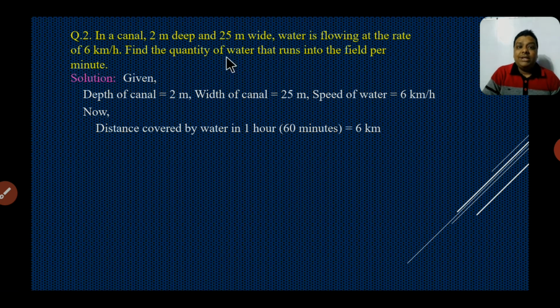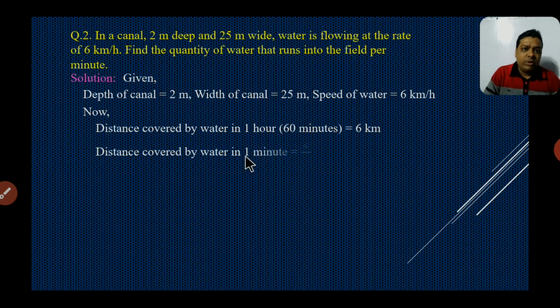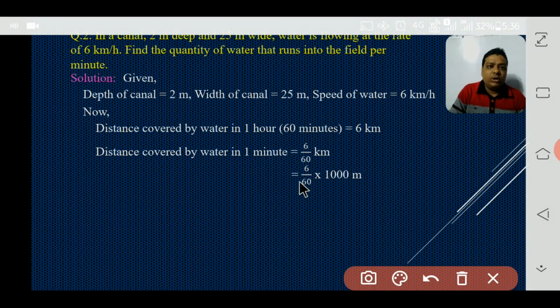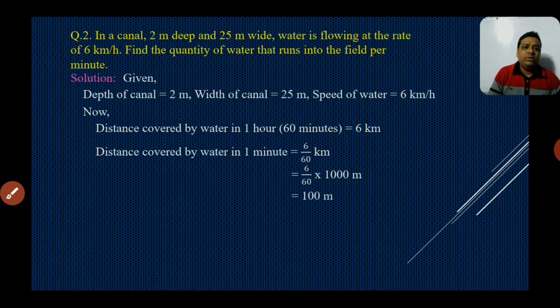Now we have to find the quantity of water that runs into the field per minute. It means in 1 minute. So distance covered by water in 1 minute, then 60 will be divided by 6. Now distance will be in kilometer, so we will convert it into meter by multiplying by 1000. So 6 by 60, and 10 10 cancel out, that is 100 meter. So 100 meter is the distance covered by water in 1 minute, and that distance we will use as the length of the water.